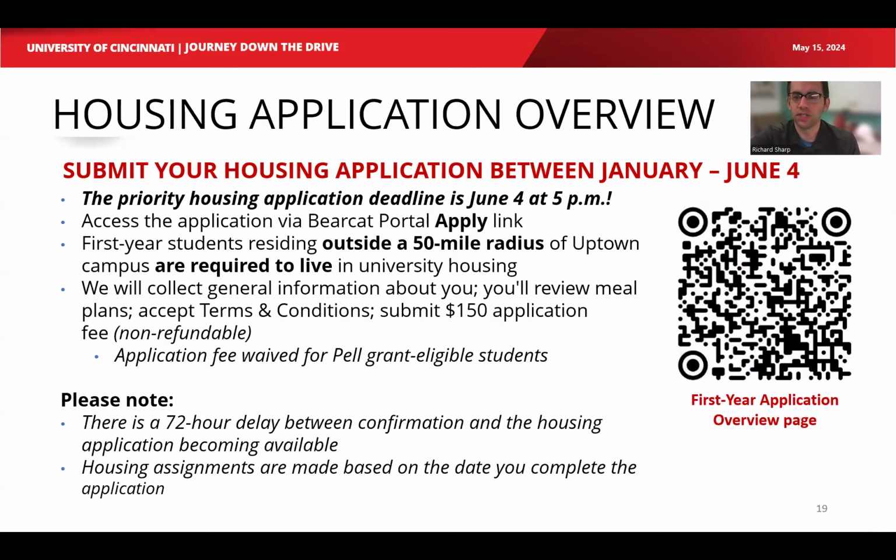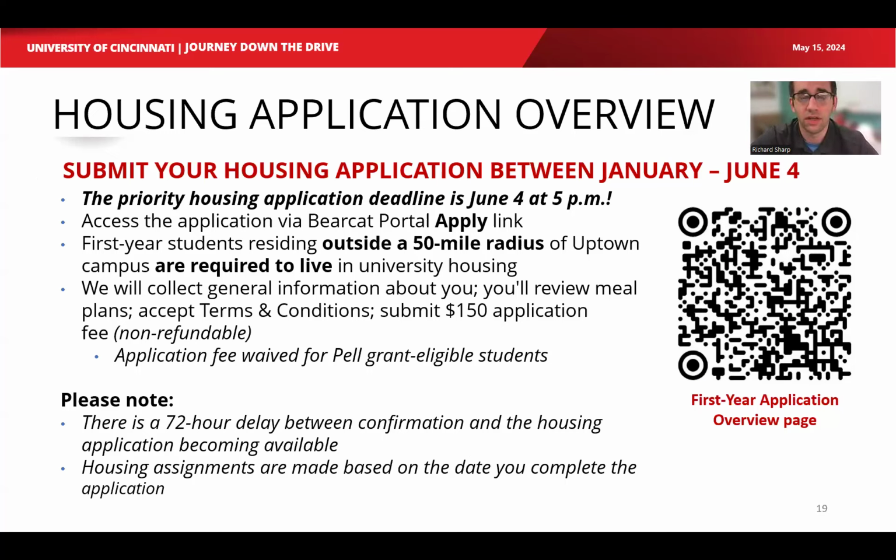All right, so let's go over the housing application itself. Our housing application opened back in January and it closes June 4th at 5 p.m. That's our priority application deadline. What I mean by that is if you submit your application before that time, we guarantee that we are going to get you a place to live for the fall 24 semester and the spring 25 semester.